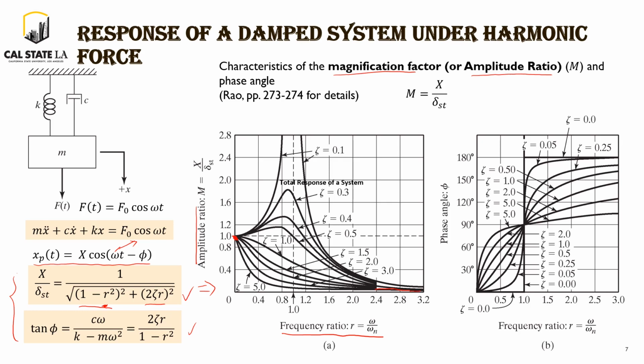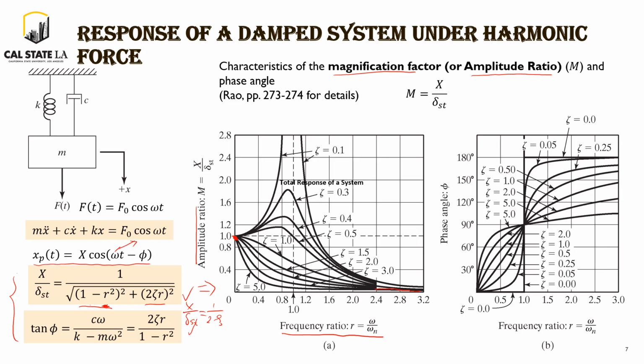When the frequency ratio is equal to 1, by looking at it from here, 1 minus 1 is equal to 0, right? And over here, it becomes 2 zeta times almost 1, so that becomes 2 zeta squared, and the result becomes 1 over 2 zeta. If r is equal to 1, the amplitude ratio becomes 1 over 2 zeta.